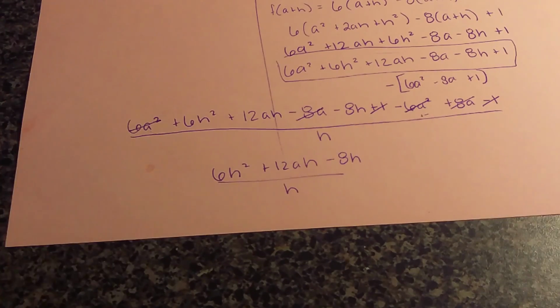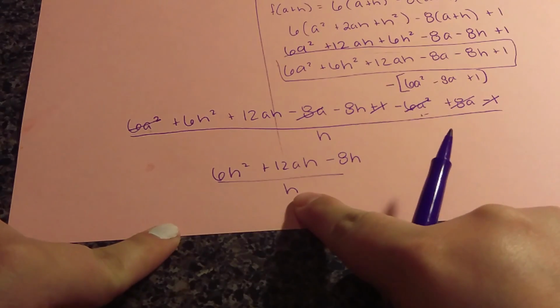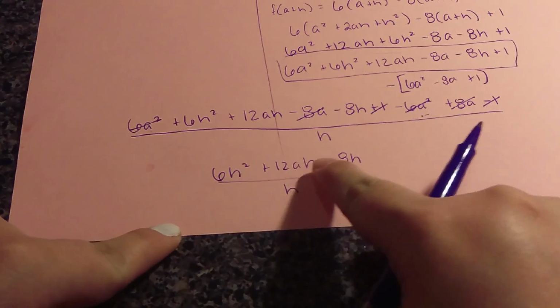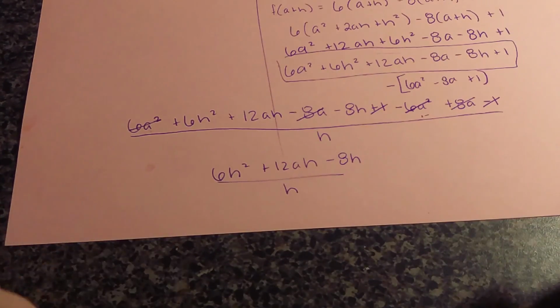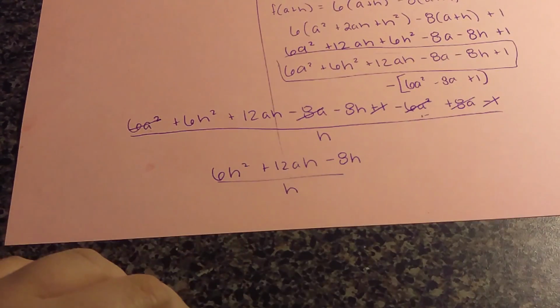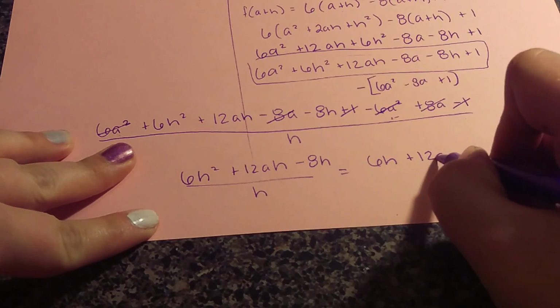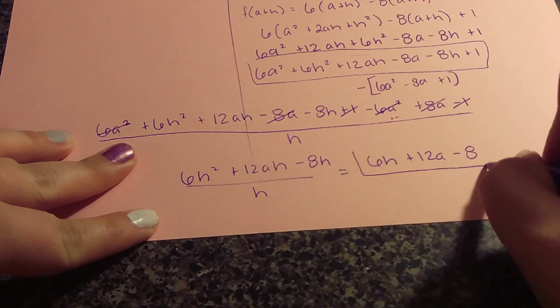Now this is very important. It actually applies to every algebraic problem we've done so far. If you have a denominator and you're trying to get rid of it, cancel it out, you need to divide every single term all the way across by that same number. So every term loses an h. And that's our final answer.